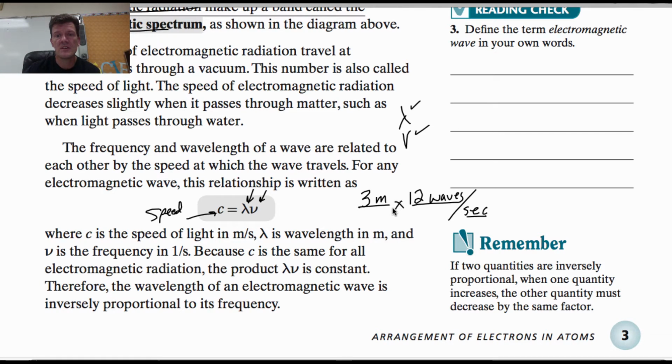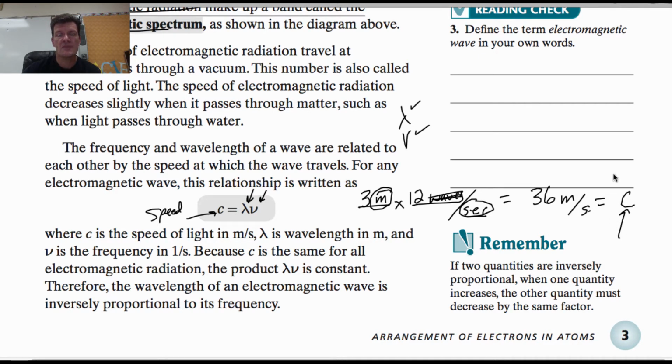So if I multiply these together, I know 3 times 12 is going to give me 36 meters. This is just the number of waves. It's not really part of the unit there. It's just a number. Meters per second. That is a velocity, a speed. c here is going to be speed.